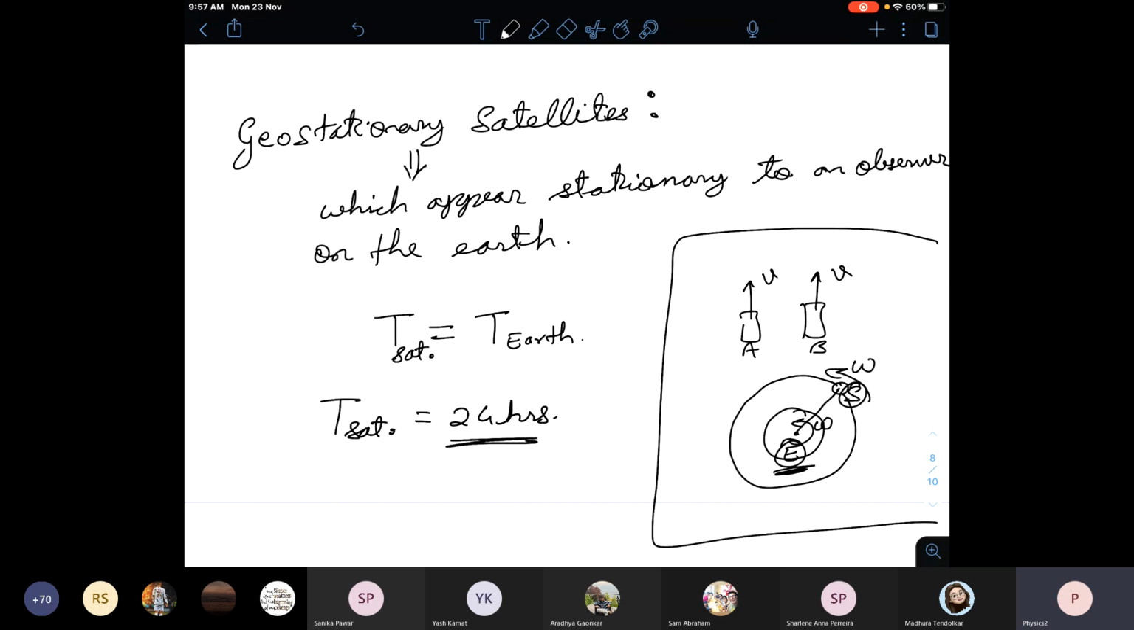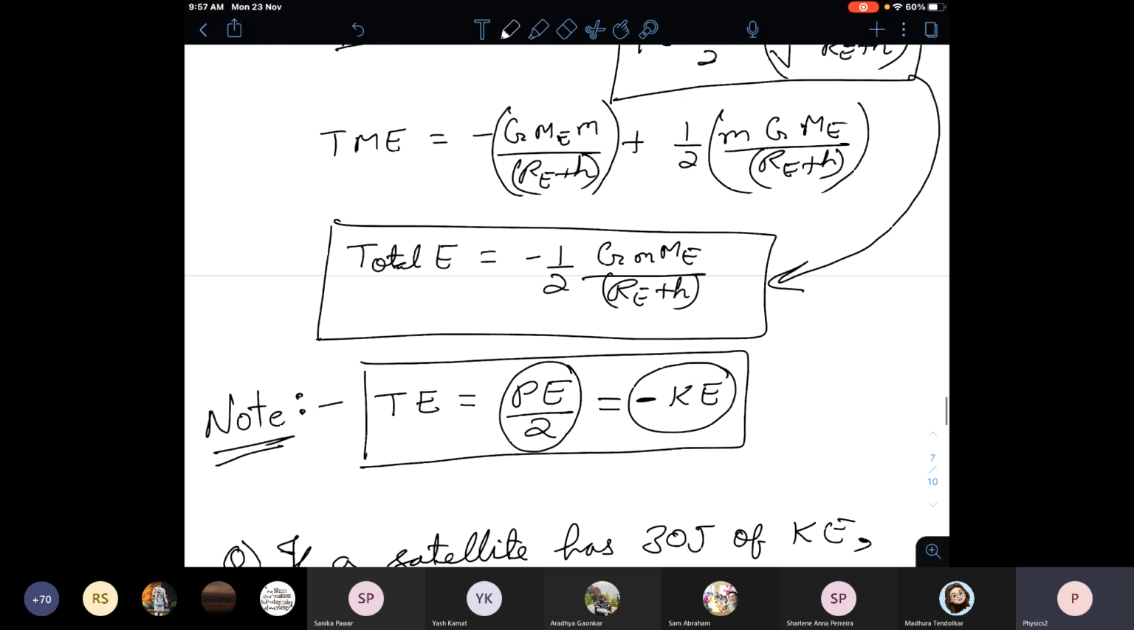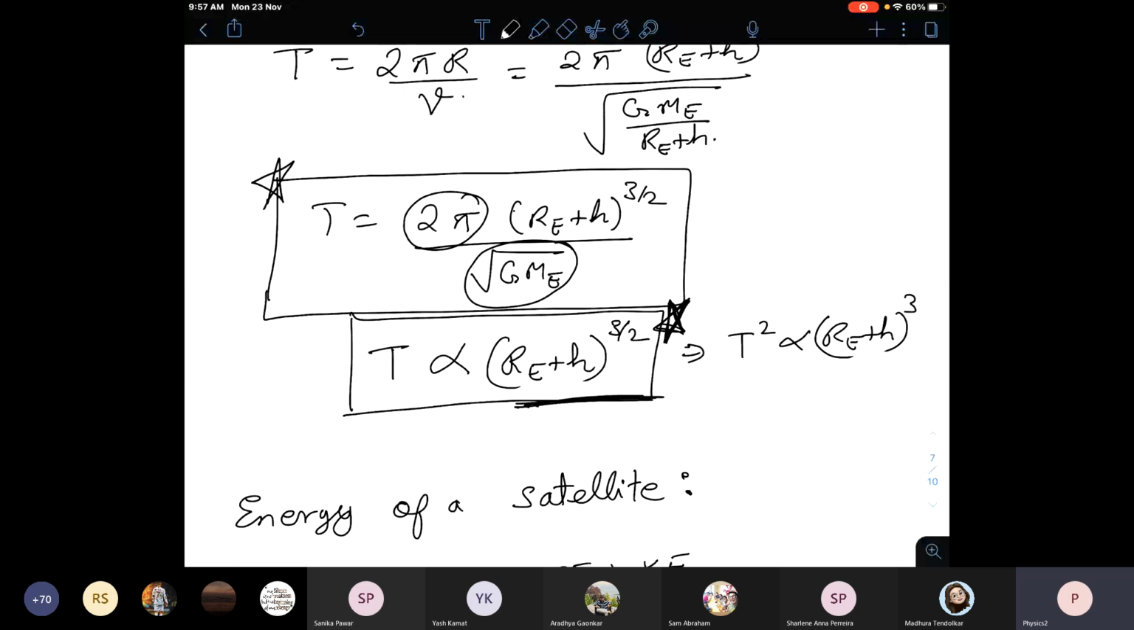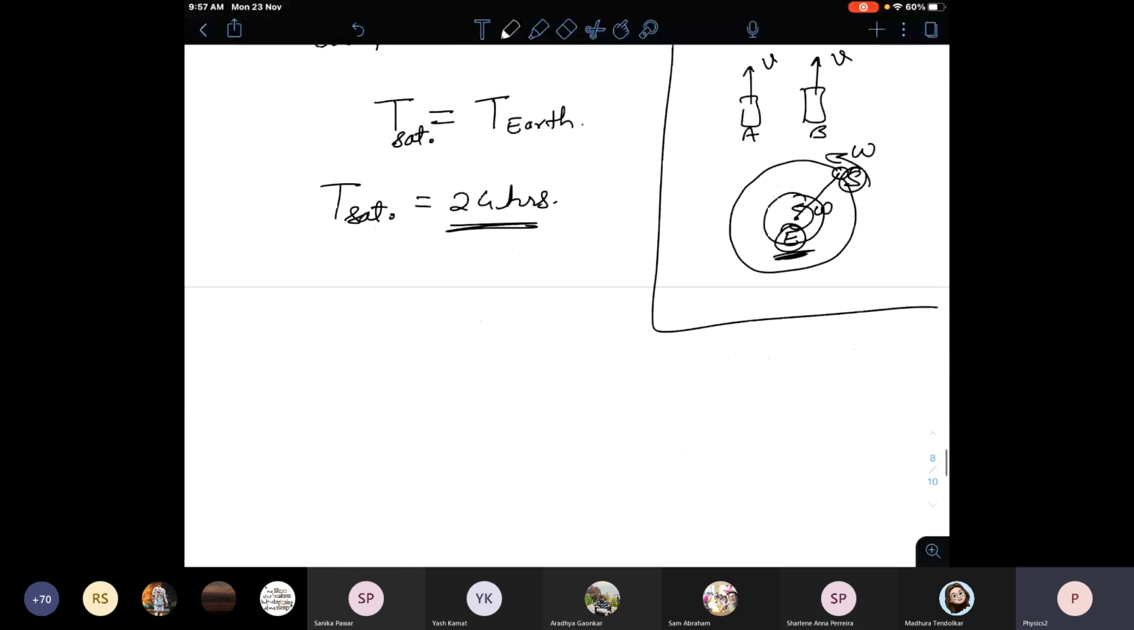Now, if I have the time period as 24 hours, I can use my time period formula, which we have just calculated over here. You don't have to remember it, not a very important thing. You just have to remember this relation. Questions will be asked on that. This is just a derivation. So what I can write is that the time period of the satellite is 2π (Re + h)^(3/2) upon √(GMe). This should be equal to 24 hours.